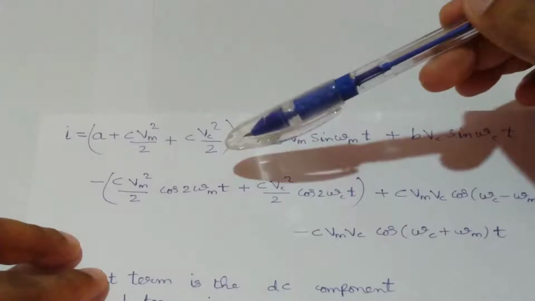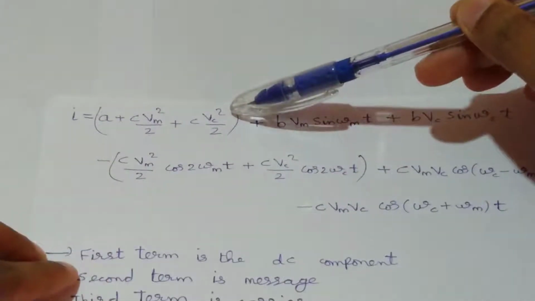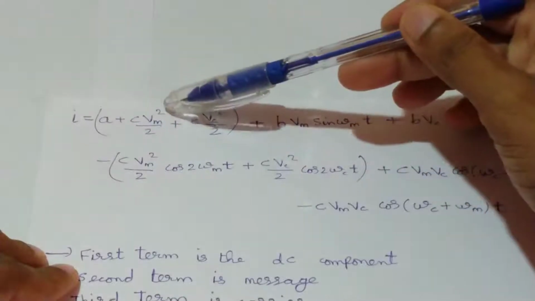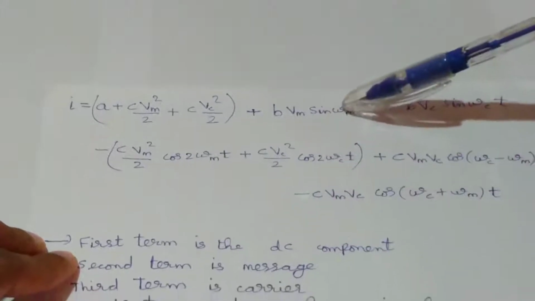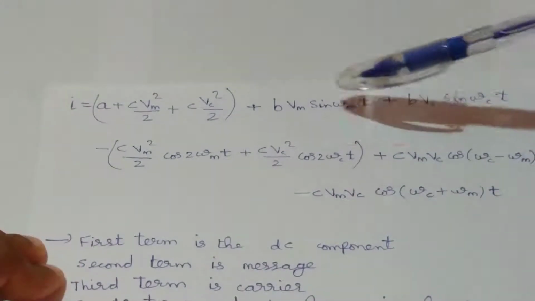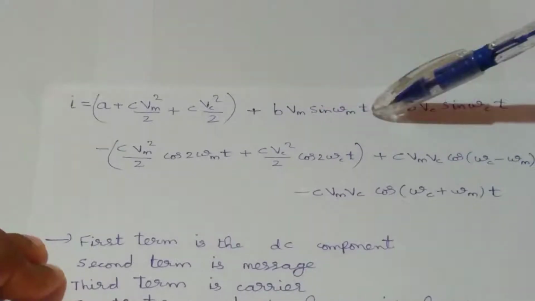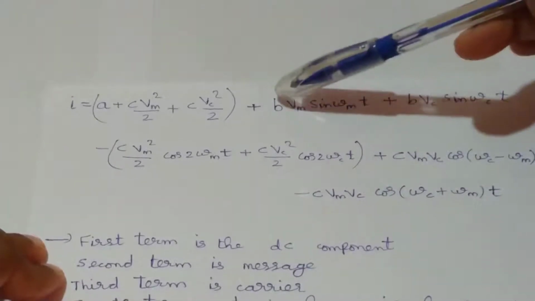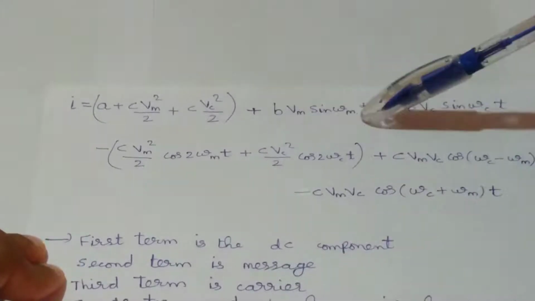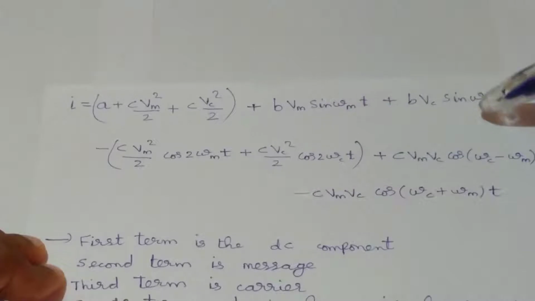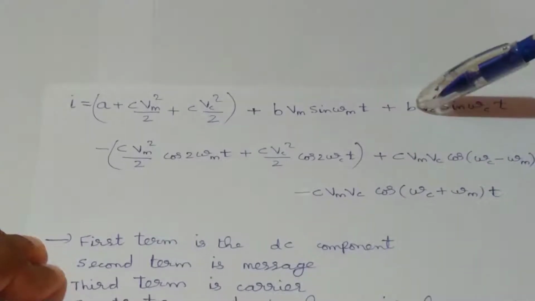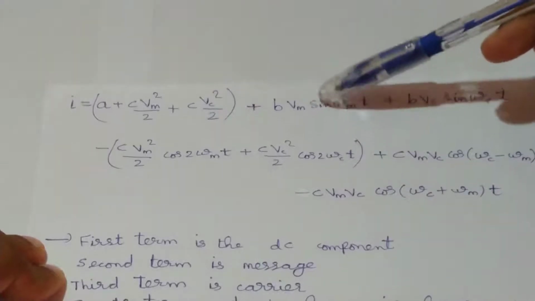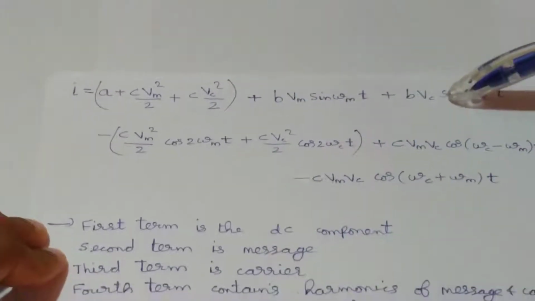Now when we consider this relation, the first term is a DC component. A plus C Vm square by 2 plus C Vc square by 2 is a DC component, and the second term is the message. We know our information signal is Vm sin omega mt, and here that message signal is multiplied by a coefficient. So this second term represents our message signal. Now this third term is our carrier signal. We know our carrier signal is Vc sin omega ct, and here that term is multiplied by the coefficient B. So this term represents our message and this term represents our carrier signal.